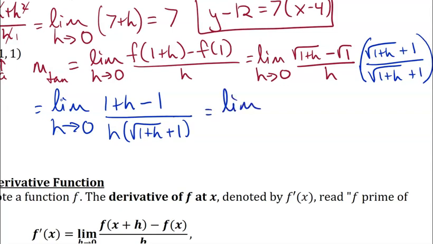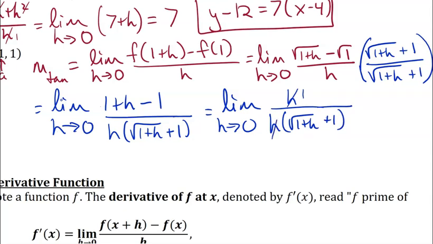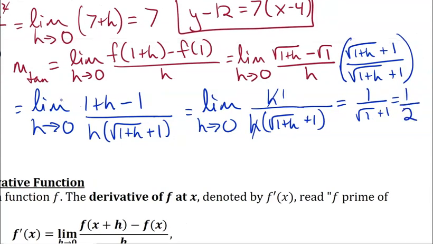And then simplifying, that's the limit as h approaches 0. 1 minus 1 is 0, so I have h over, and it's got to reduce in the next step, h and then root 1 plus h plus 1, okay? I'm going to reduce the h and the h. These don't cancel like 1 and negative 1 to become 0, but they reduce to have a 1 left in the numerator, and then I still have this. Now when I plug in 0, I no longer have a 0 over 0. I have 1 over root 1 plus 0 plus 1, which is 2. So the slope of my tangent line is 1/2, okay?